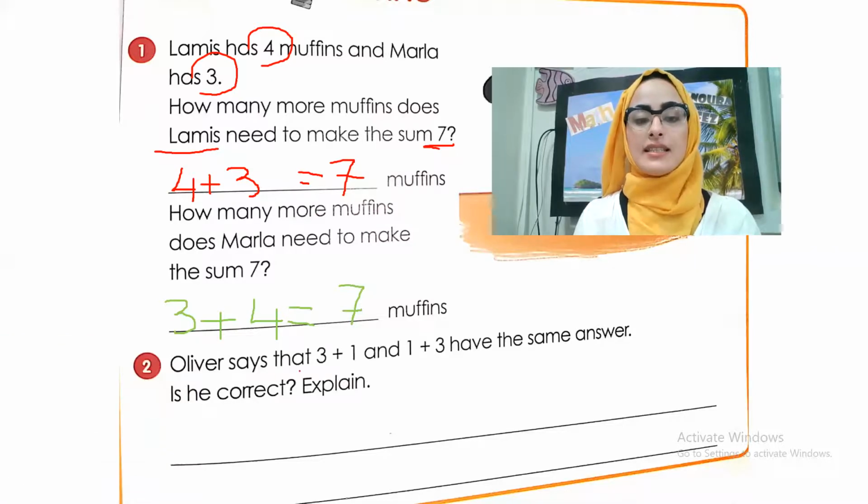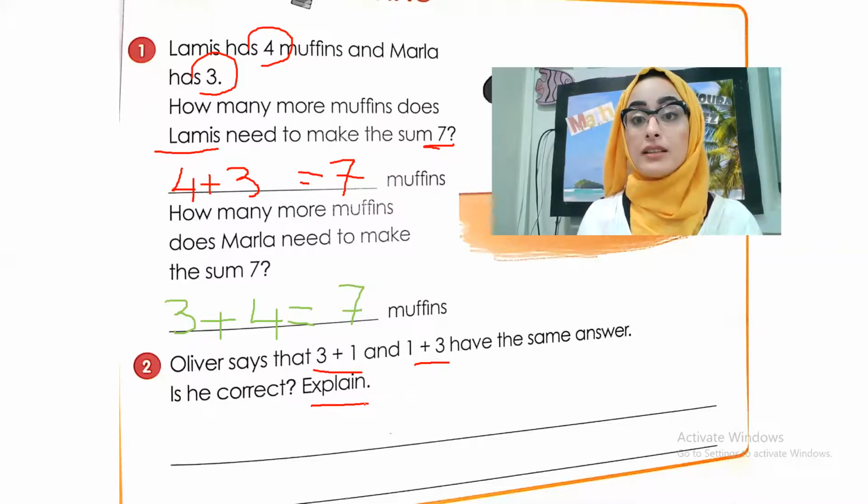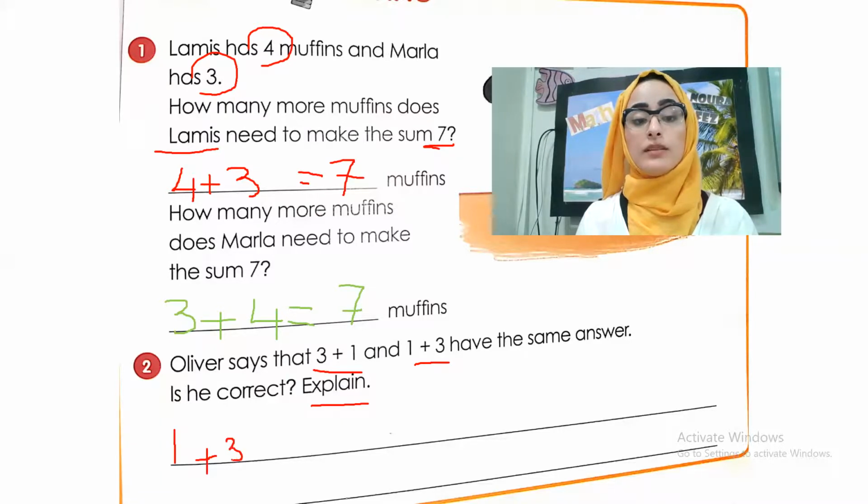Oliver says that 3 plus 1 and 1 plus 3 have the same answers. Is he correct? And explain. Is he correct? Yes. 1 plus 3 equals 3 plus 1. Why? Because if you change the order of your addends, the answer will be the same.